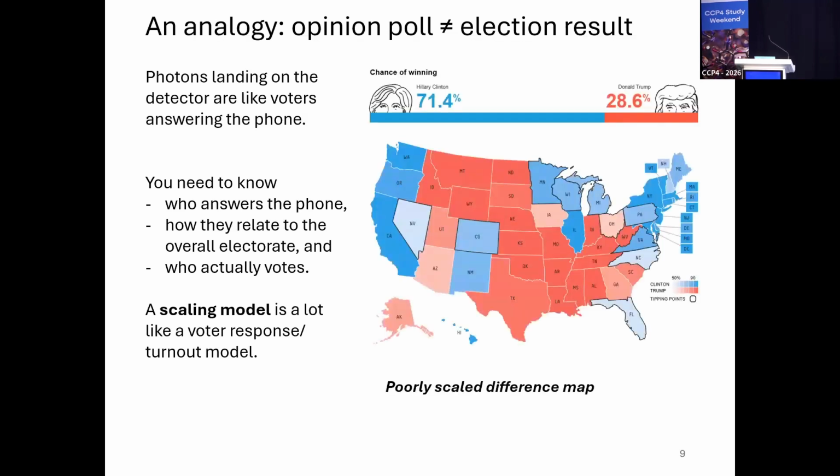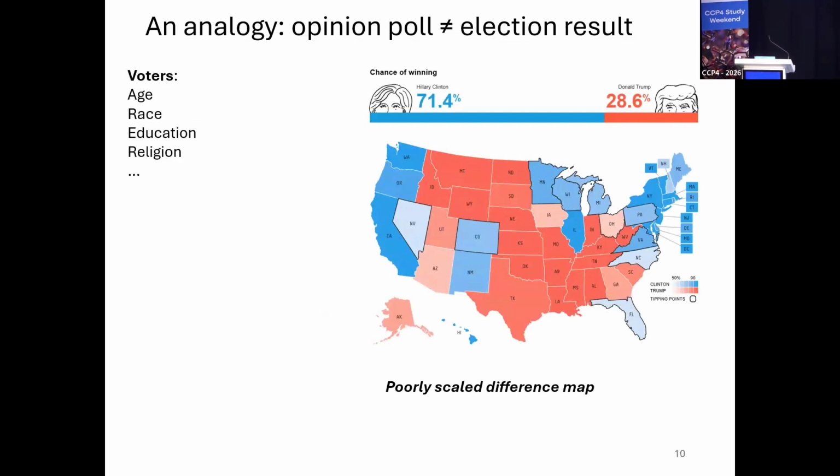Here is a different example of a badly scaled difference map, where you can see that the red and blue are out of whack, and that can lead you to incorrect conclusions. And what opinion polling firms do is try to correct for that by registering the demographic attributes of the people who answer the phone and correcting the mix to the mix they expect to see on election day.